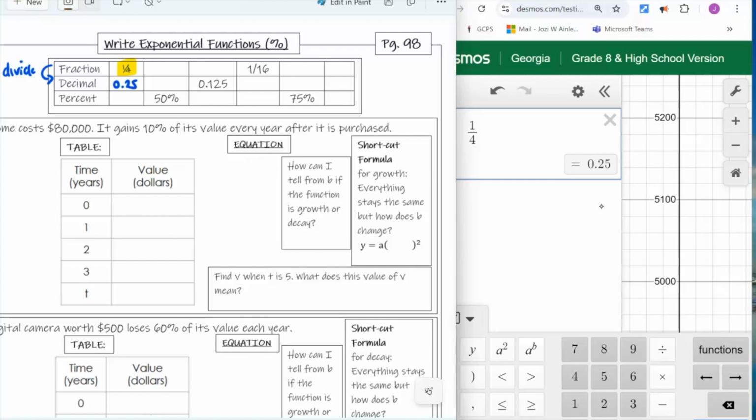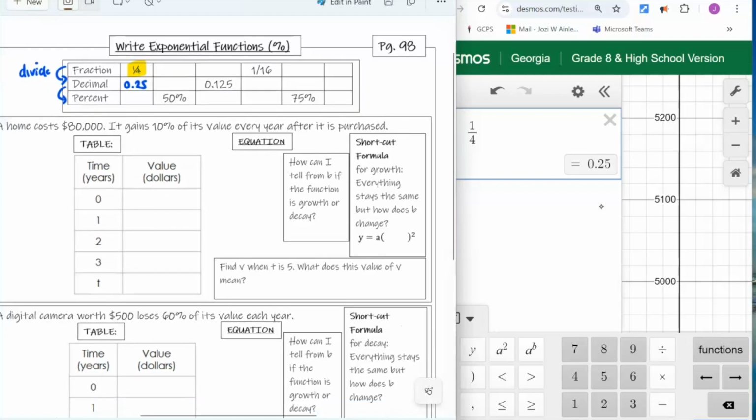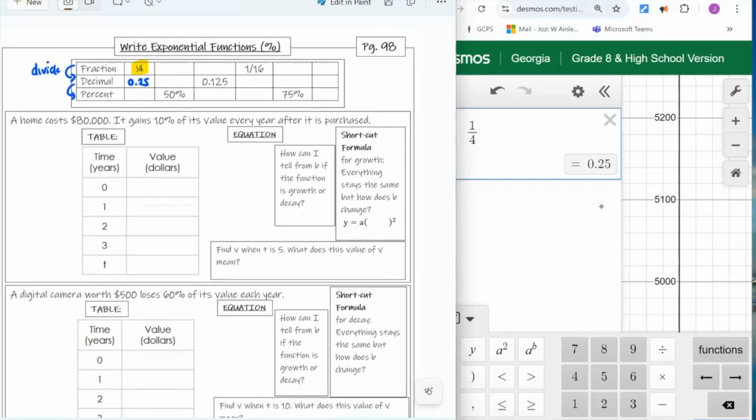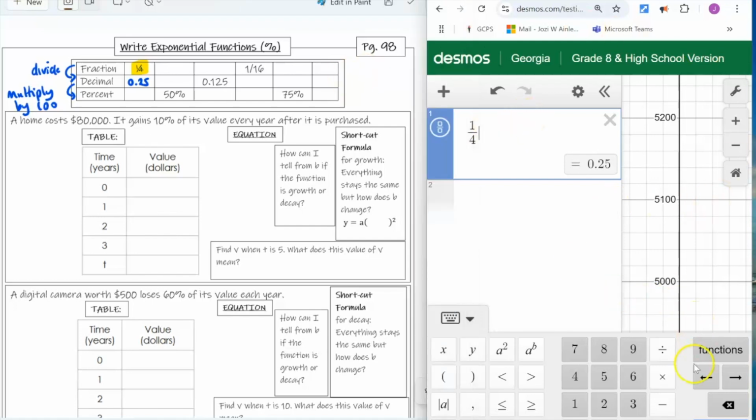Once I have the decimal, how do I go from a decimal to a percent? This has been covered previously, but I'm just recapping it real quick. We multiply by what? 100. When you multiply by 100, of course, we can do this in the calculator. We come right here and multiply by 100 and boom, it is 25.